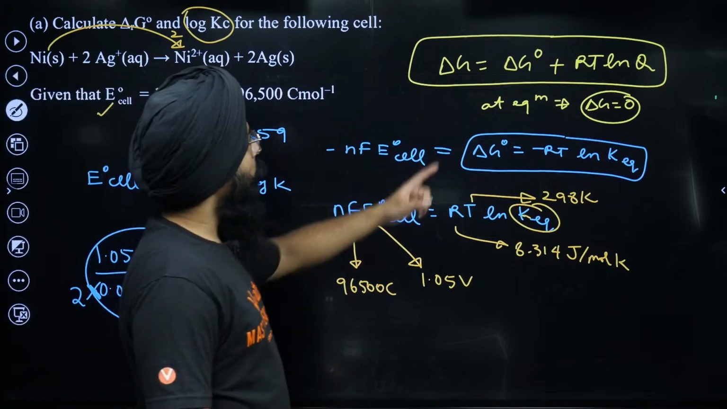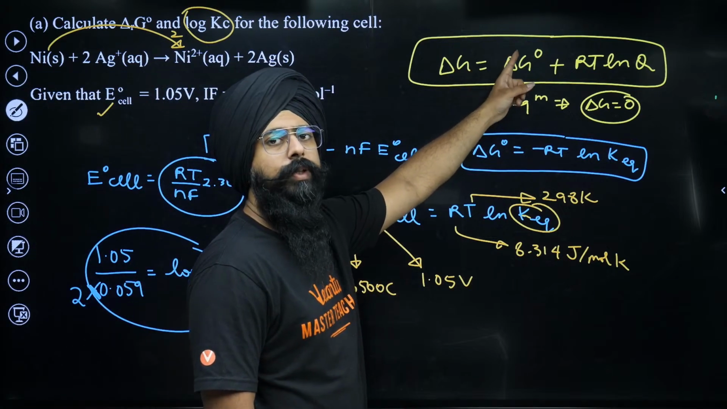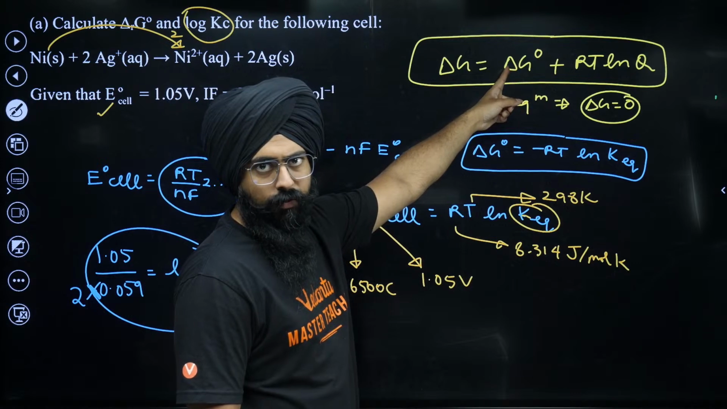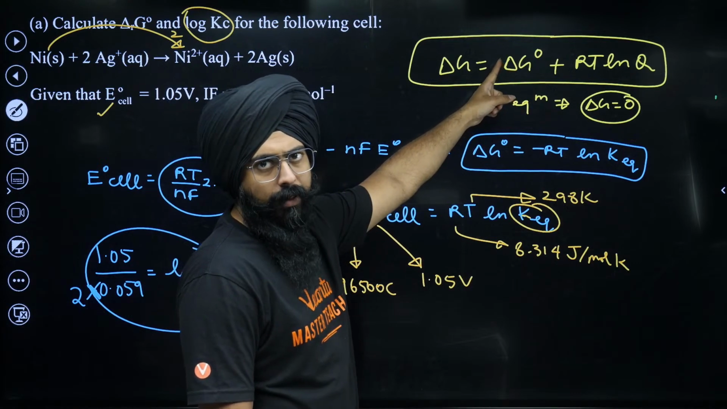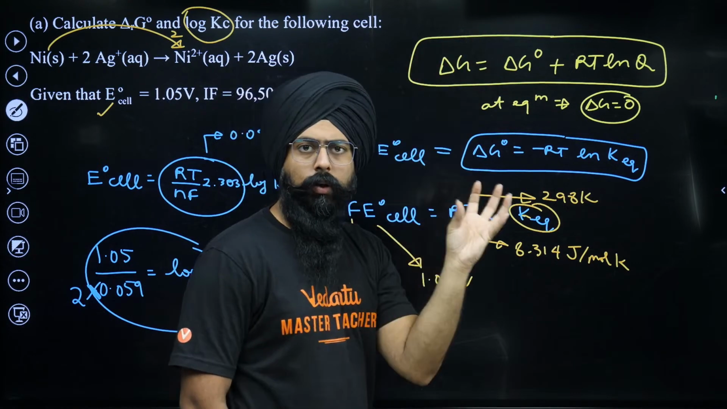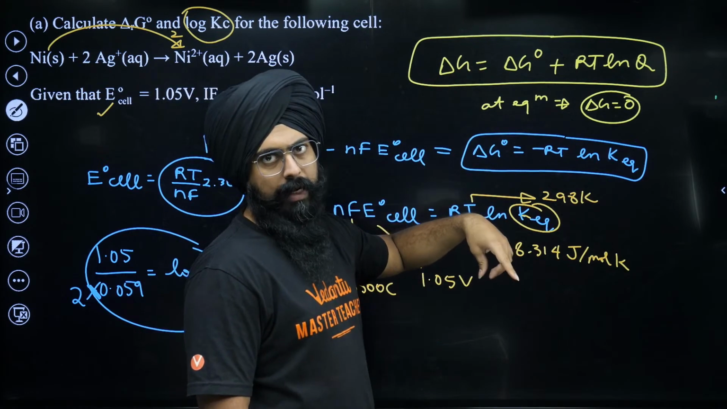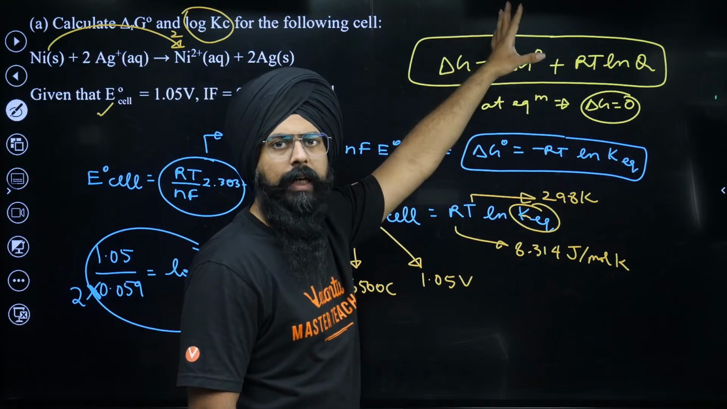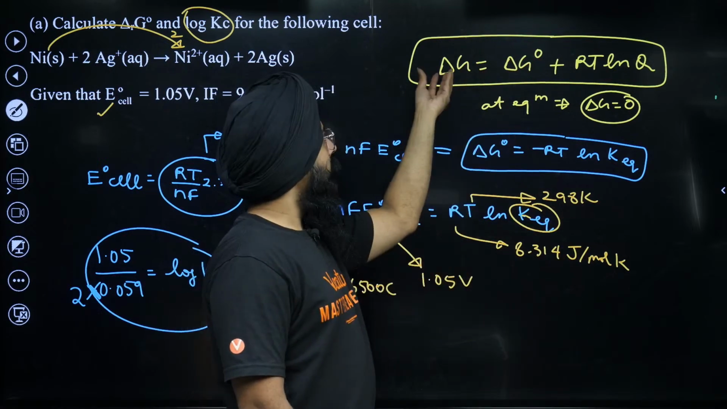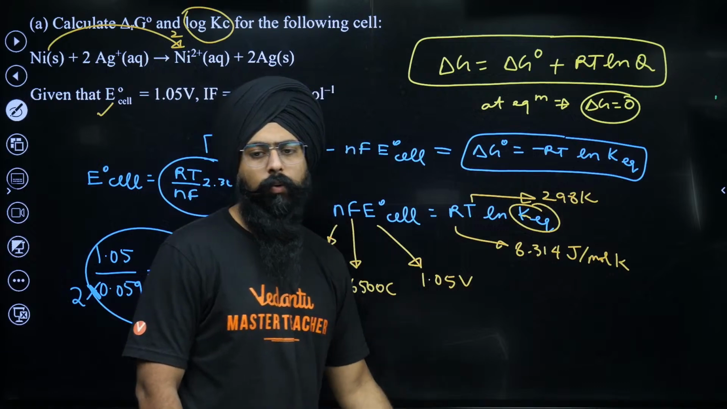Tarun, so there is a difference between delta G and delta G naught. This is the standard Gibbs energy change of the reaction. This is calculated at certain conditions, but this is the actual Gibbs energy change of the reaction. So this is the standard fixed value for any reaction which we calculate. This is the actual value which is 0 at equilibrium.